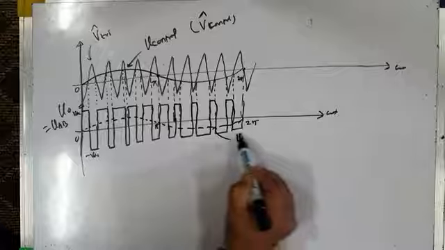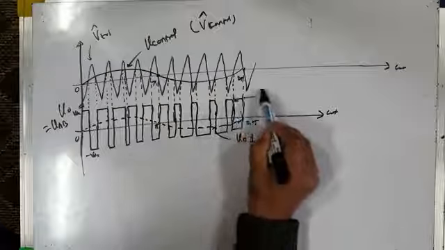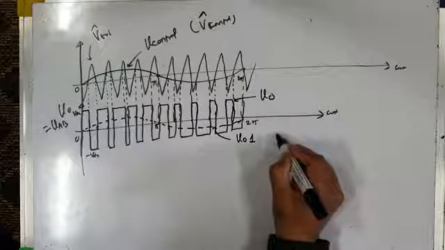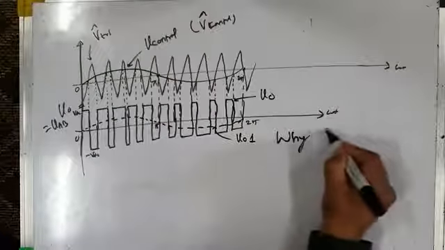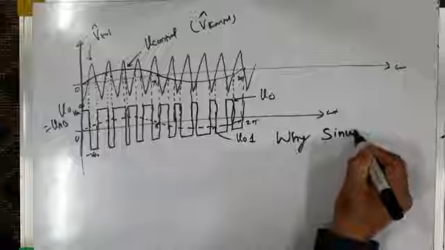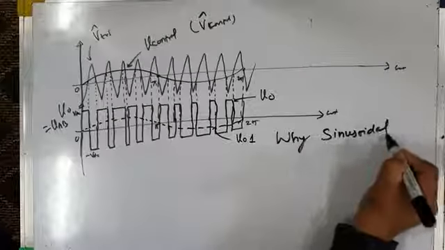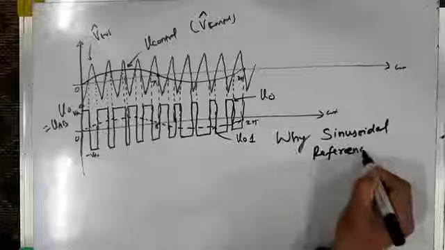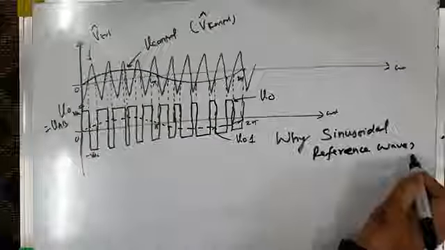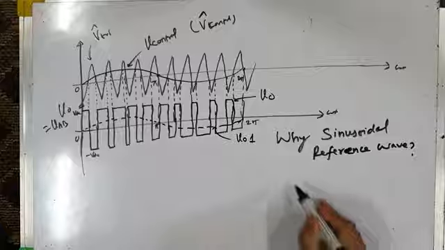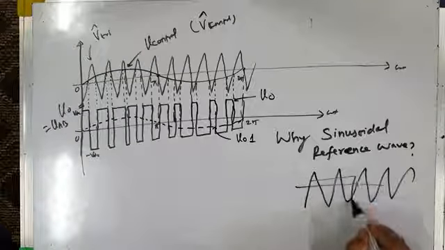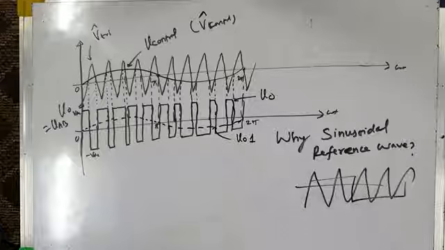So this is V01, and of course this is V0. Now here is a question: why a sinusoidal reference wave? I have chosen the reference wave to be sinusoidal. Why not square? My reference wave could have been a square wave like this.